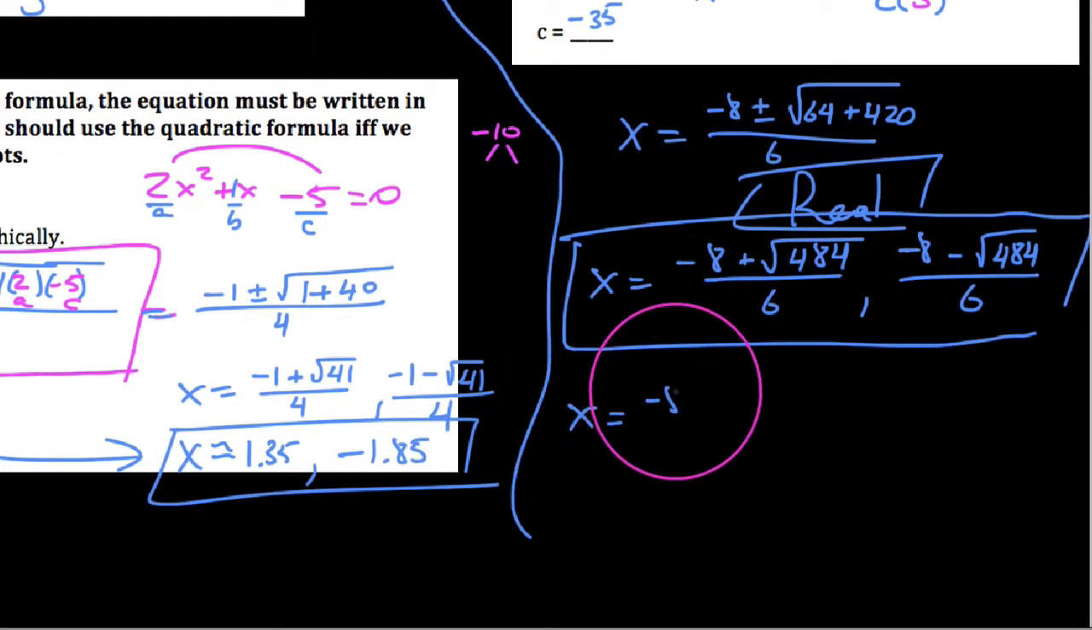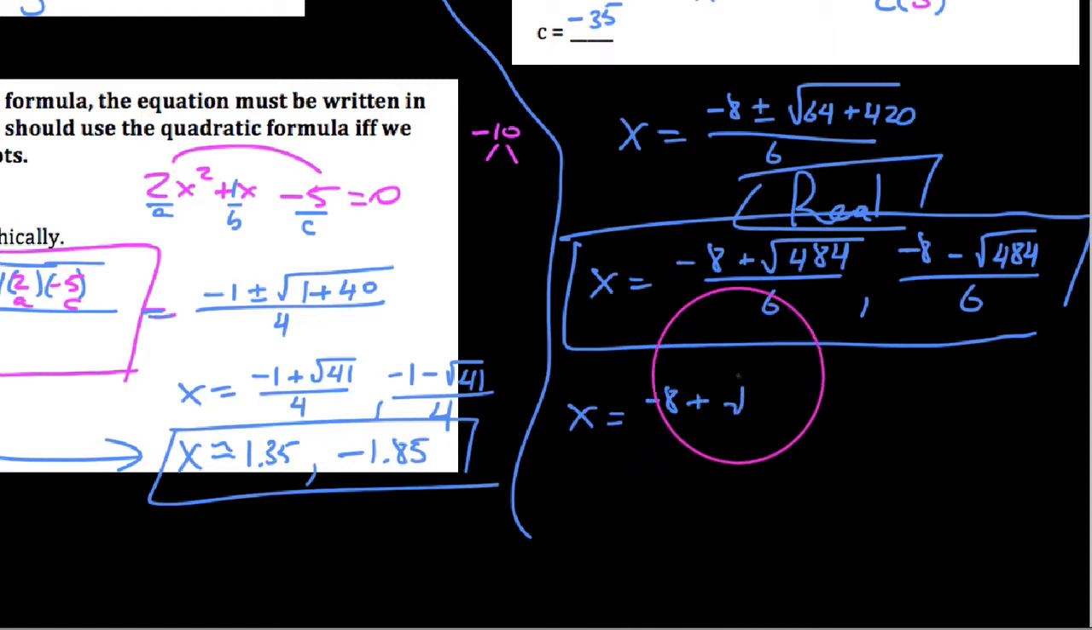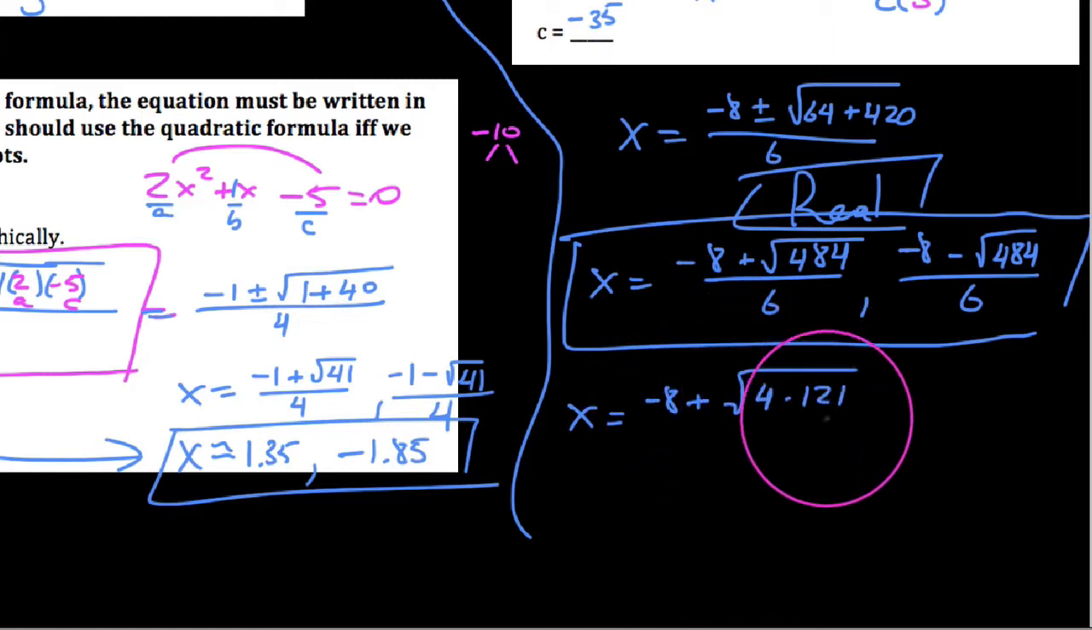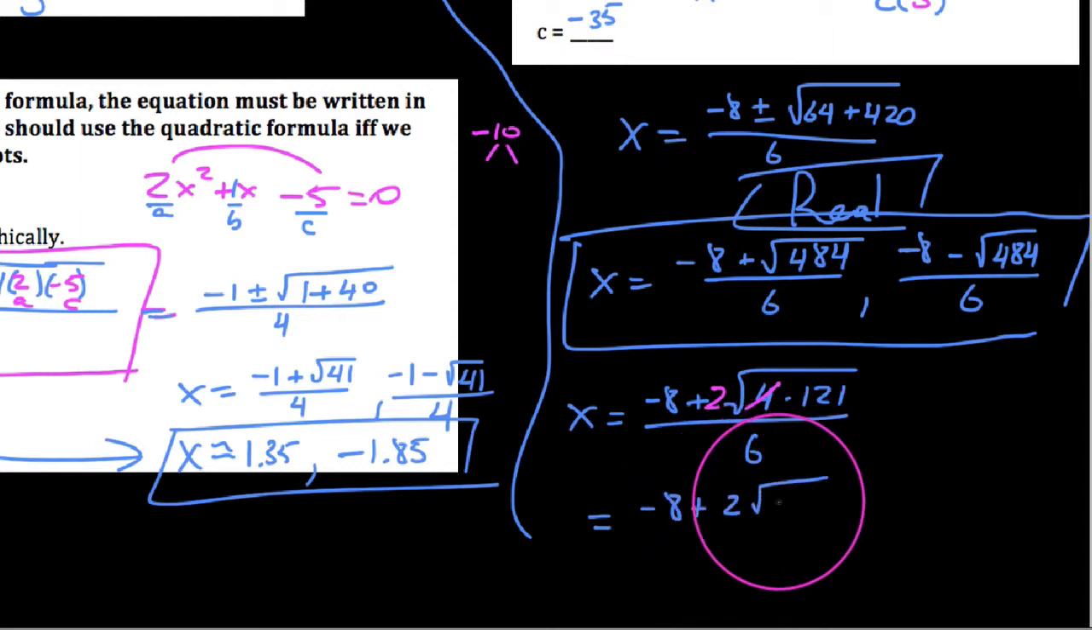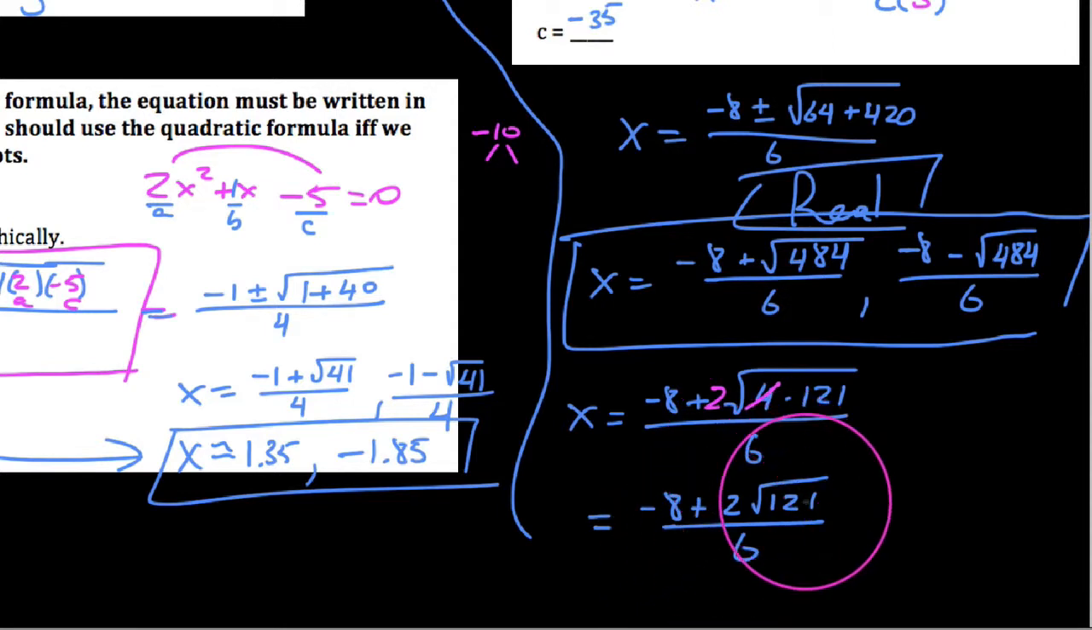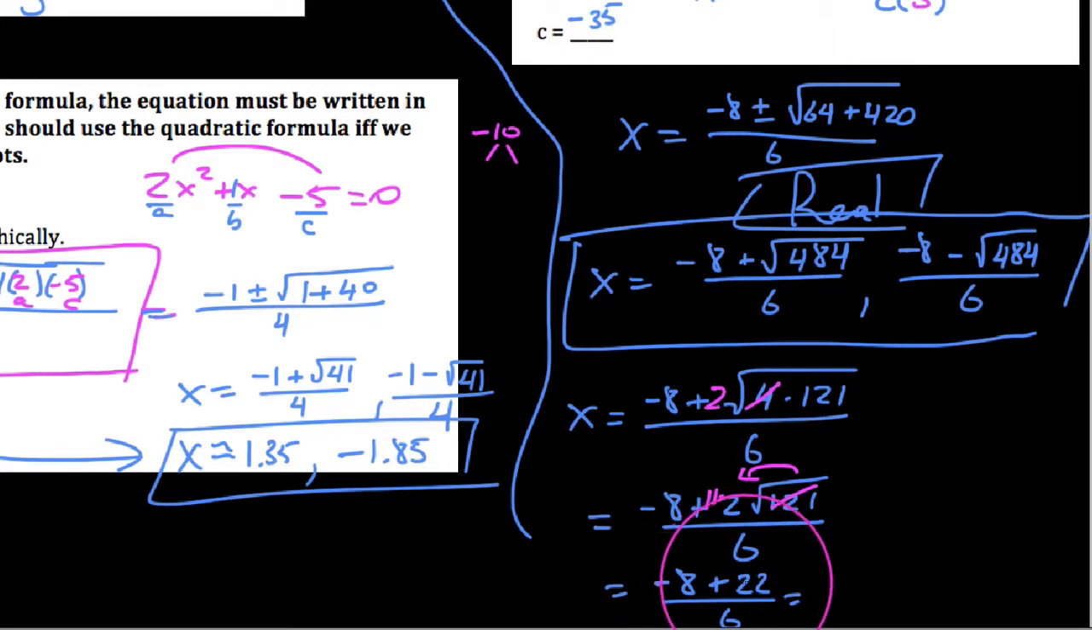We'll pick on one of these here, but if I got negative 8 plus the square root of 484, I know that this is 4 times 121. I can kind of figure that out on my own. And I know that the square root of 4 is 2. So we could actually rewrite this as negative 8 plus 2 times the square root of 121 all over 6, which, by the way, 121 is a perfect square itself. So the square root of 121 is 11. So we say 11 times 2 out front. We really get this, negative 8 plus 22 over 6. So we really get a negative 8 plus a 22, which is going to be 14 over 6.